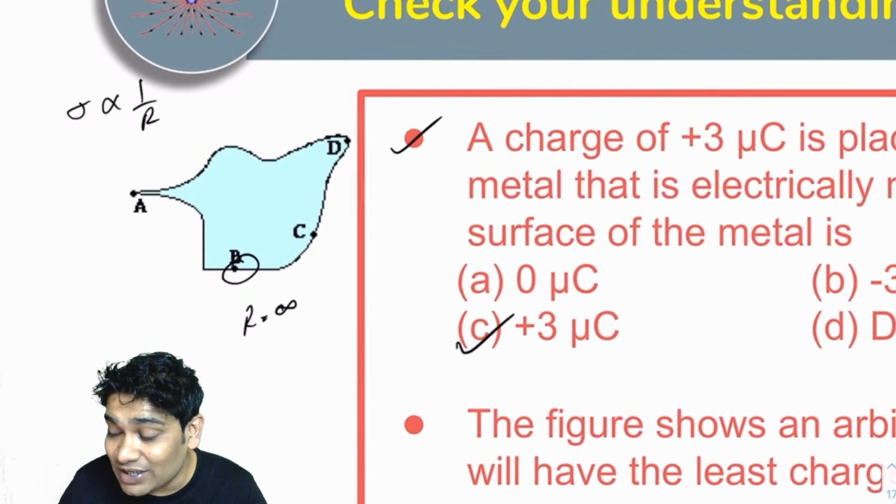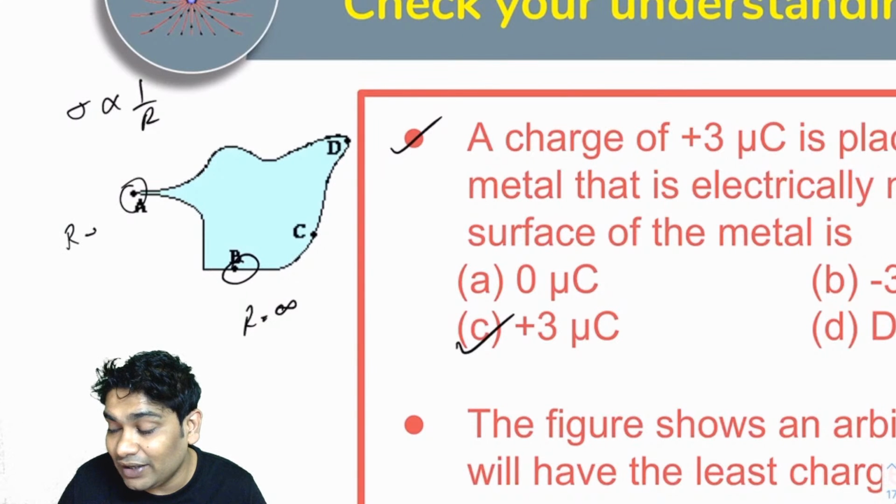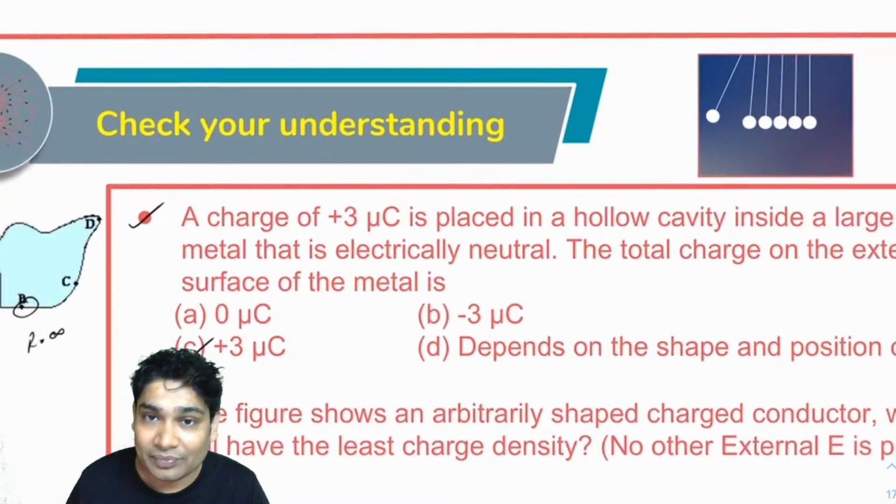Similarly, out of these points, A would have the highest density. Why? Because R would be tending to 0 for A. So this will have the highest density.